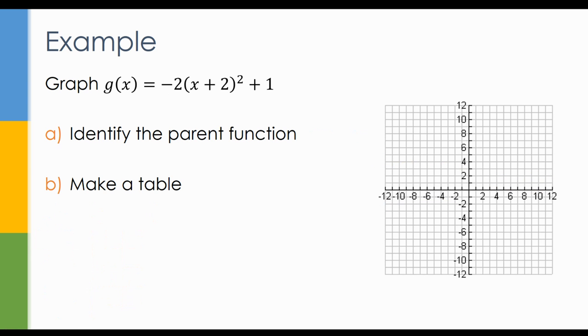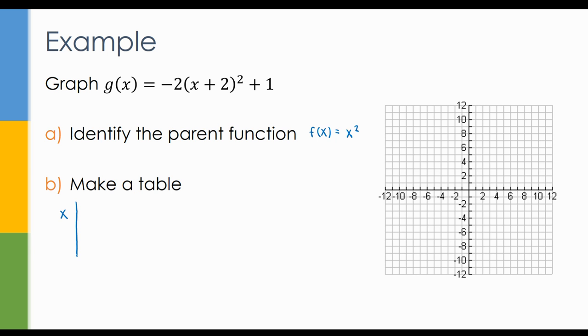Okay, here's my g of x function. We've got -2 times the quantity x plus 2 squared plus 1. So if I strip down all the extra bits and I just want to figure out what the parent function is, f of x equals, well, notice that this is a squared term. So x squared is my parent function.